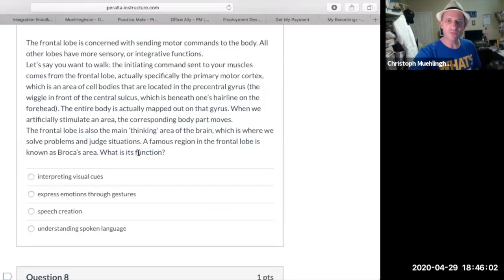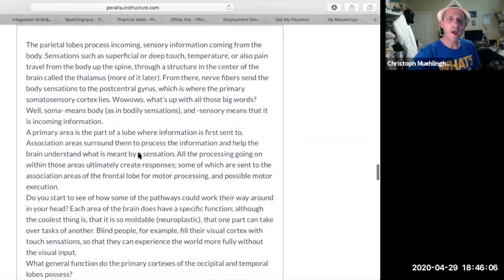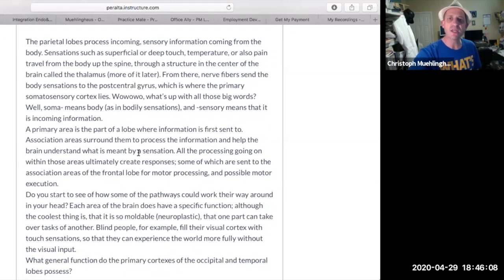So, there is Broca's area and sort of Wernicke's area. We talked about that. The parietal lobe processes incoming sensory information coming from the body. Sensations such as superficial or deep touch, temperature, also pain, travel from the body up the spine through a structure in the center of the brain called the thalamus, which we'll talk about. From there, nerve fibers send the body sensations to the precentral gyrus, which is where the primary somatosensory cortex lies.